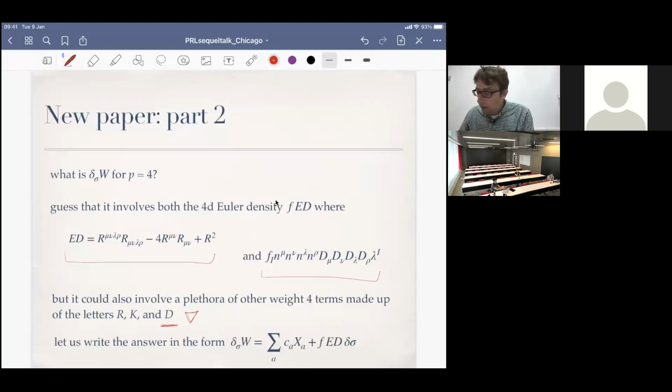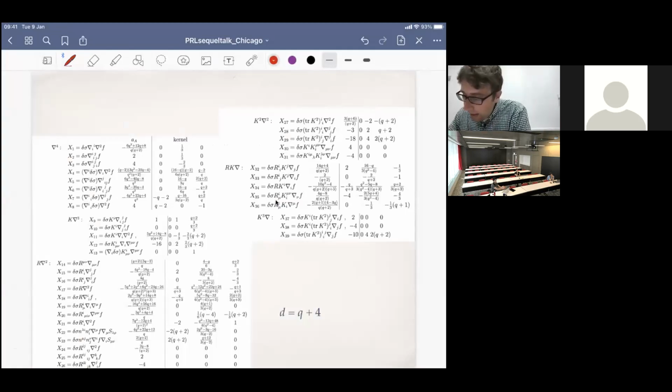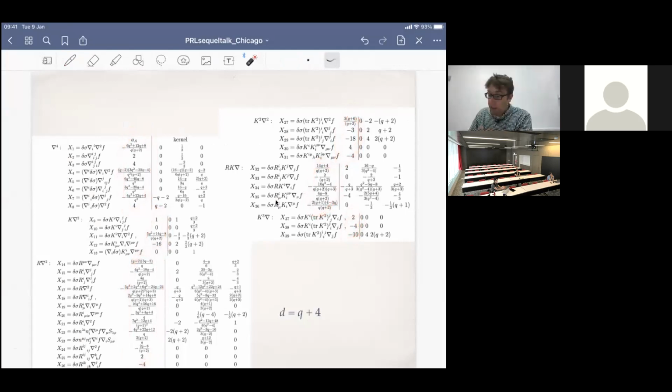Let's write the answer in this funny form here, where I have my Euler density term with my coefficient F and all of these other coefficients tuned appropriately to make things Wess-Zumino consistent, to make the action of these Weyl transformations abelian. And the answer after a rather lengthy computer search is the following. The A column is the first column. These are all the terms that are showing up in this Wess-Zumino consistent anomaly.